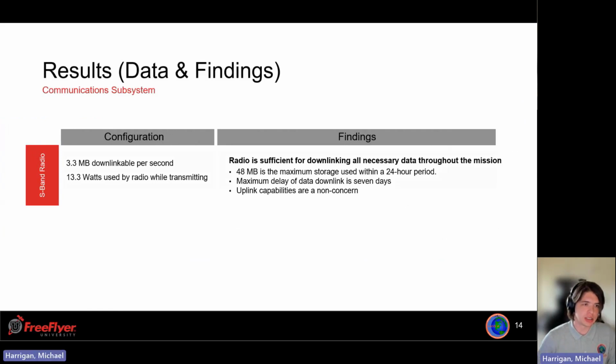Looking at the communications subsystem now, we looked at only one configuration, and thankfully it met our requirements. We looked at our S-band radio with a 3.3 megabyte per second downlink, which consumed 13.3 watts while transmitting.